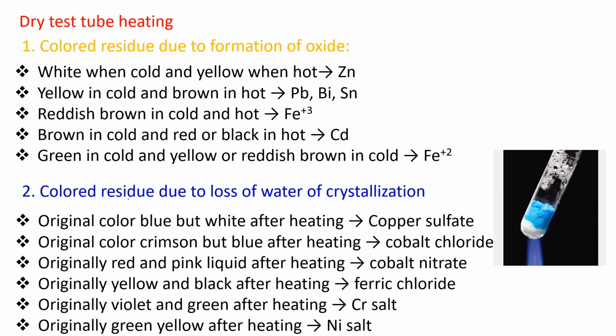Now, the second category is colored residue due to loss of water of crystallization. Most common is copper sulfate. We know that copper sulfate has 5 waters of crystallization and it is blue in color. But when you heat the salt, this water of crystallization is lost and anhydrous copper sulfate is white in color. So the color change is blue to white. Like that, some other metal salts also, in their anhydrous form, will have a different color.